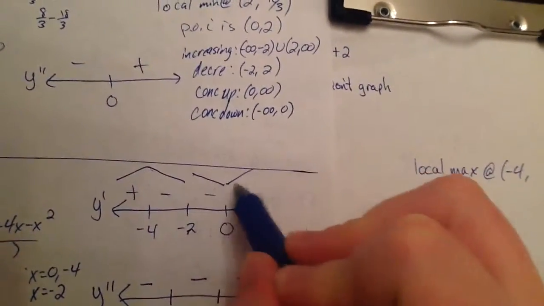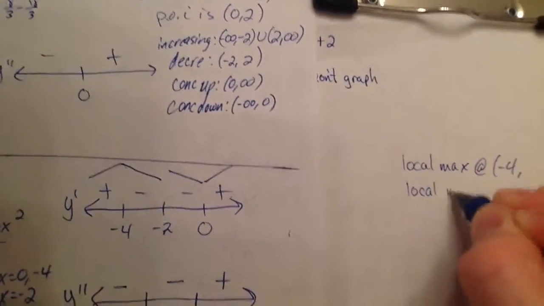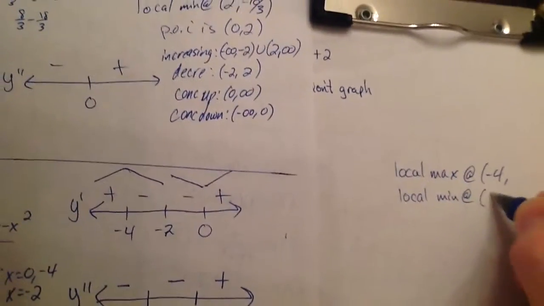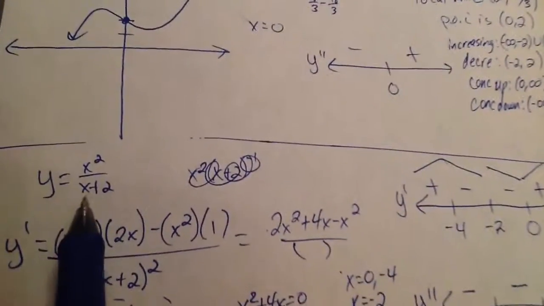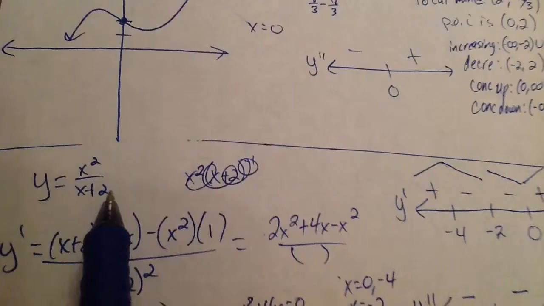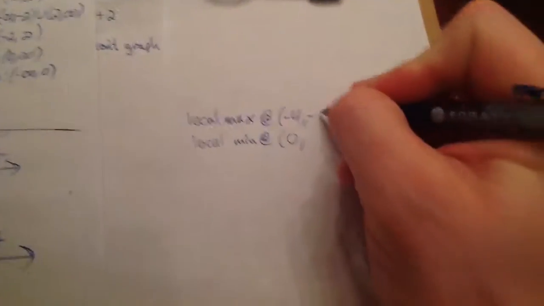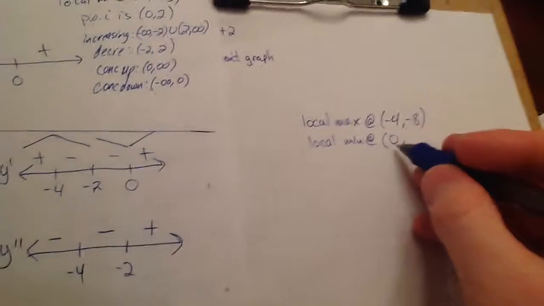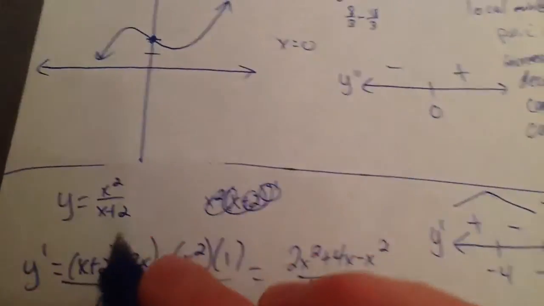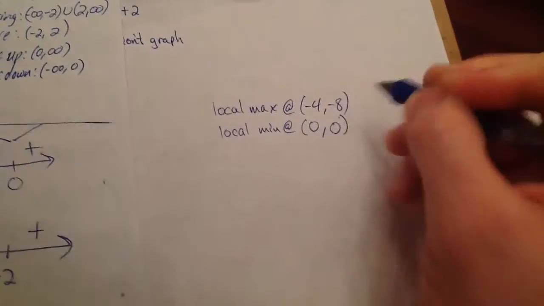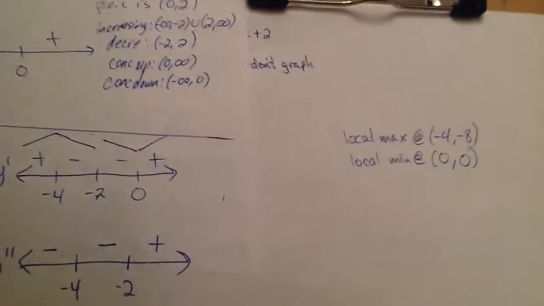And a local min at 0. Y values, let's see. -4, plugging in the original, it'll be 16 over -2, -8. What? That can't be right. -4 squared is 16, -4 plus 2 is -2. 16 over -2, wow, it's -8. Local min, plug in 0, it'd be 0 over 2, it'd be 0. That's weird that the max is lower than the min. But, okay, I'll draw it and then we'll see why that is.